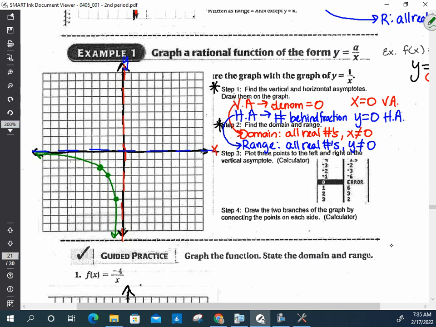Then 1, 6. 2, 3. And 3, 2. And draw your other curve going down. And that's it. That's your graph. You're done with your graph.